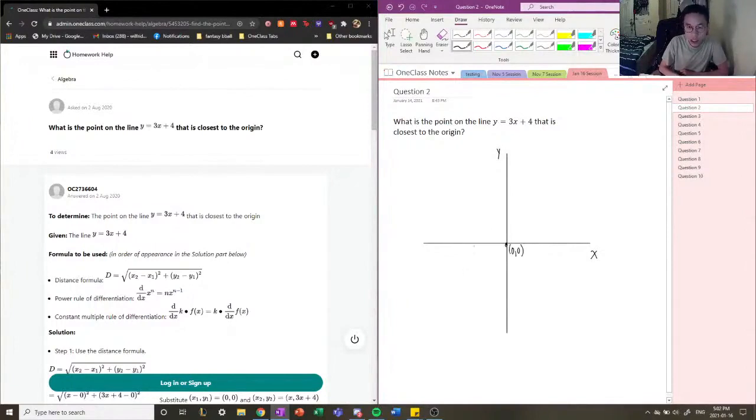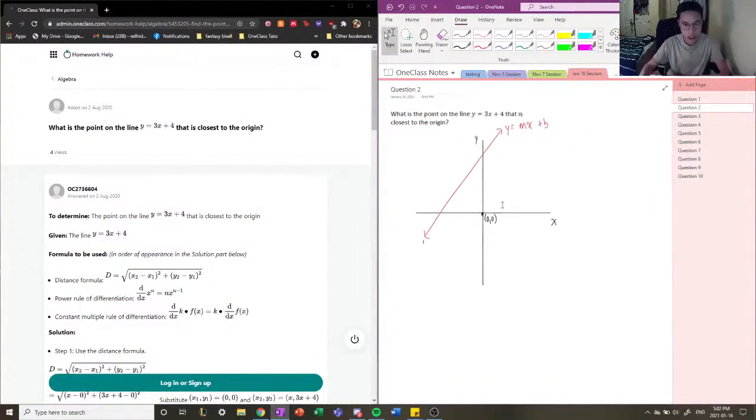Okay, so they're asking us, given our line, so this is not actually the line, but I'm just doing it for illustration, given our line, which is y equals mx plus b, find the point on the line here that is closest to our origin, right? So along this whole line, which point on our line is closest to the origin? That's what they're asking us to do.